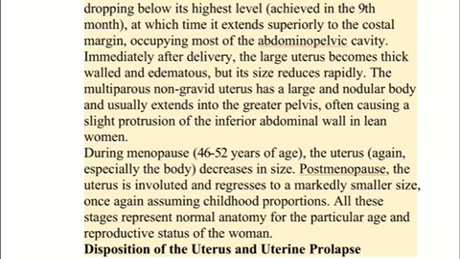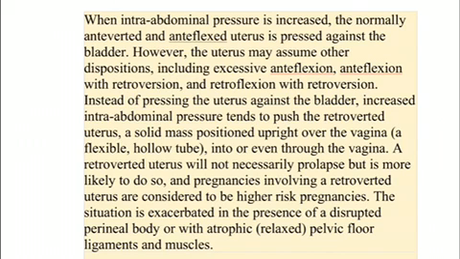I want to talk about this disposition of the uterus and uterine prolapse. When there is increased intra-abdominal pressure, the normal anteverted and anteflexed uterus is pressed against the bladder. The uterus may assume other dispositions. You could have excessive anteflexion. There could be excessive anteflexion with retroversion, and you could also have retroflexion and retroversion. So that instead of the uterus being anteflexed, it could have some other disposition.